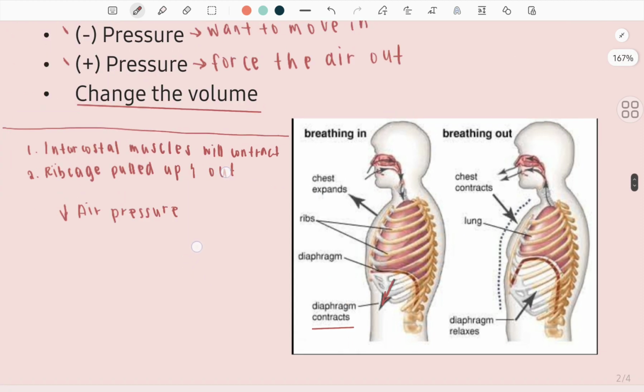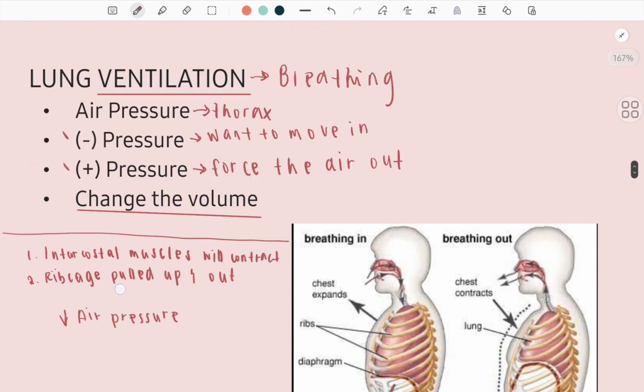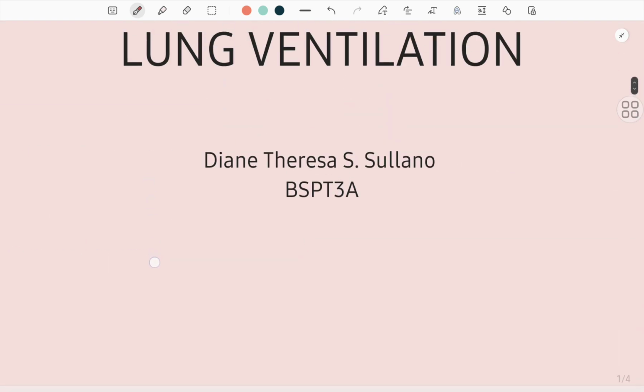So that is my complete understanding of lung ventilation.